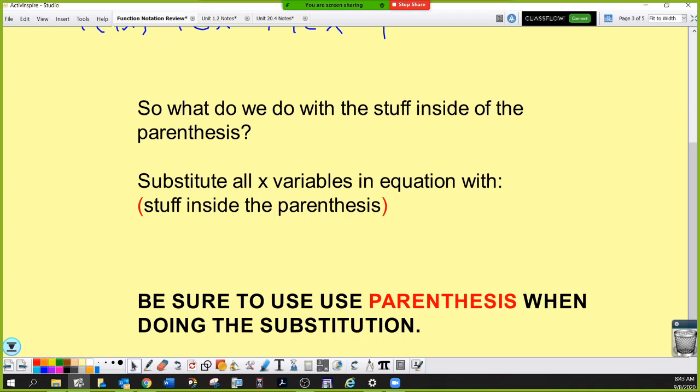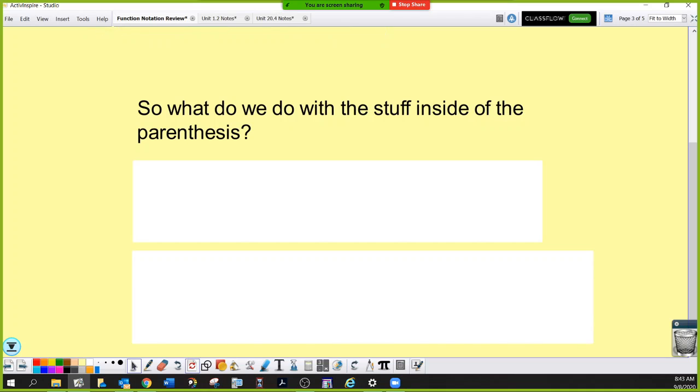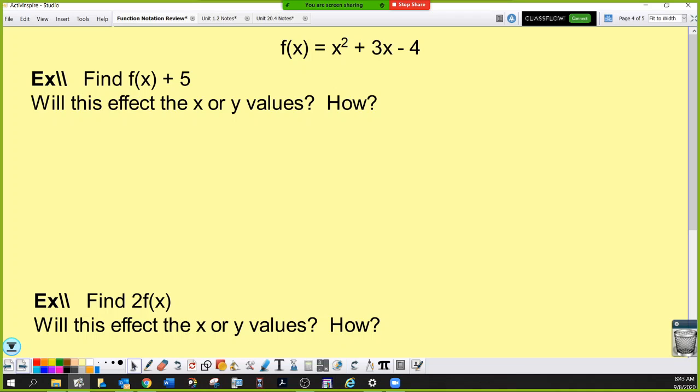So hopefully we're not confused about what to do when there's stuff inside the parentheses. Same quadratic, x squared plus 3x minus 4. This one says f of x, and then outside of parentheses, plus 5. So again, you're asking yourself, what changed? I know it doesn't say that, but you're asking yourself, what changed? And you're thinking, well, it looks like it just says add 5 to whatever f of x was. And they go, yeah, that's exactly what you're going to do.